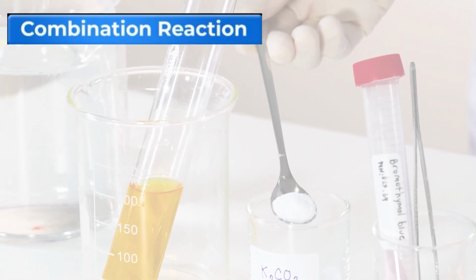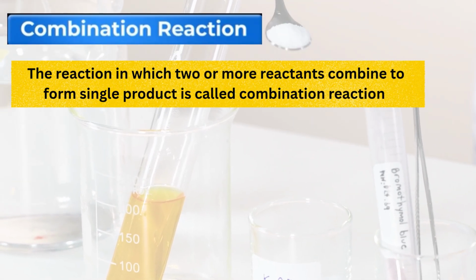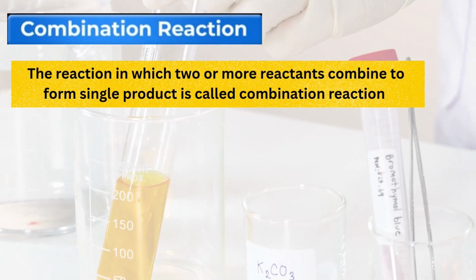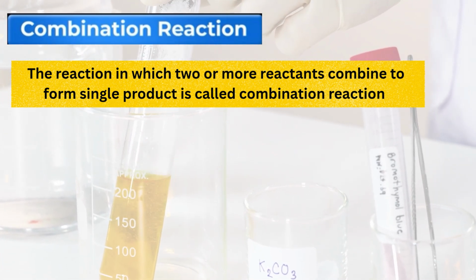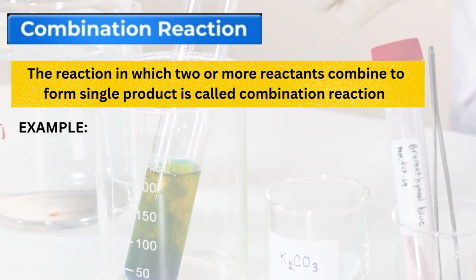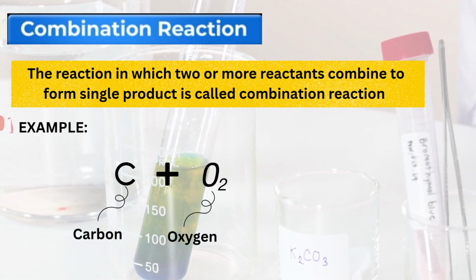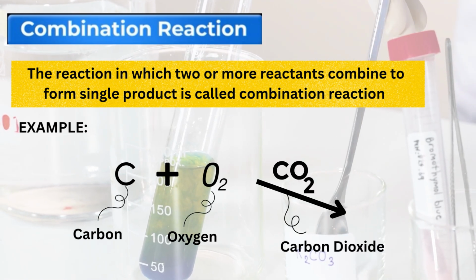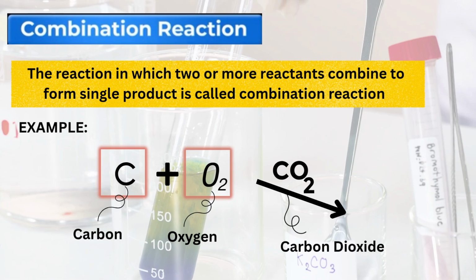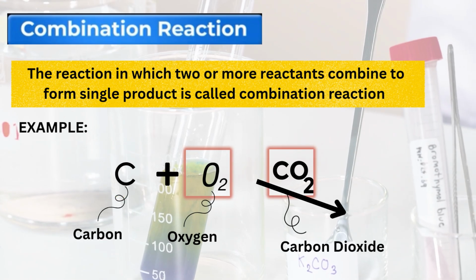Combination reaction. The reaction in which two or more reactants combine to form single product is called combination reaction. For example, burning of coal. When carbon reacts with oxygen, it gives carbon dioxide. Here carbon and oxygen are two reactants which combine to form carbon dioxide.